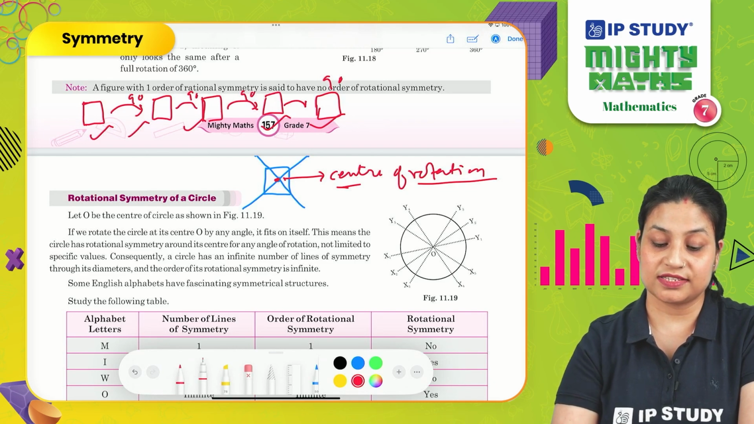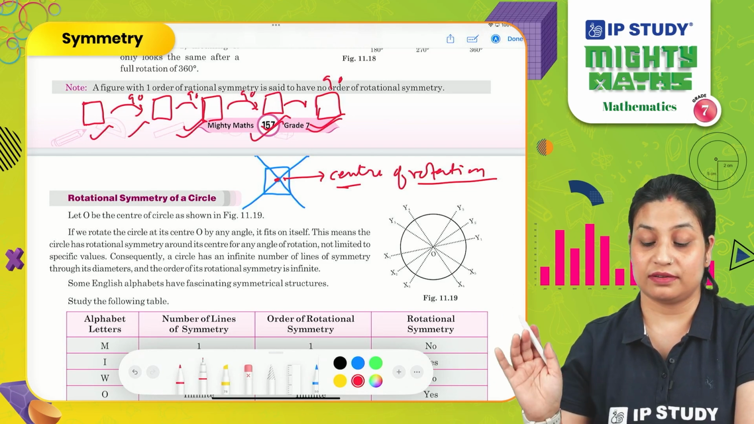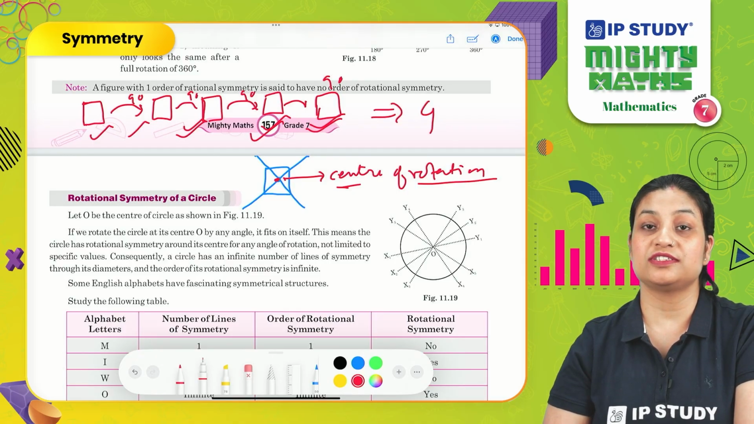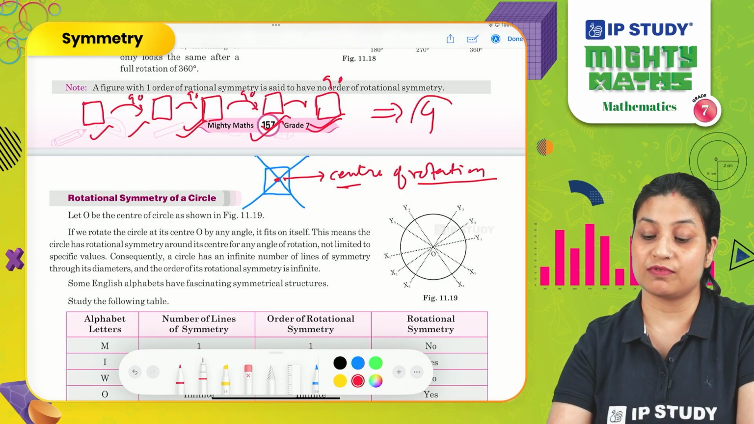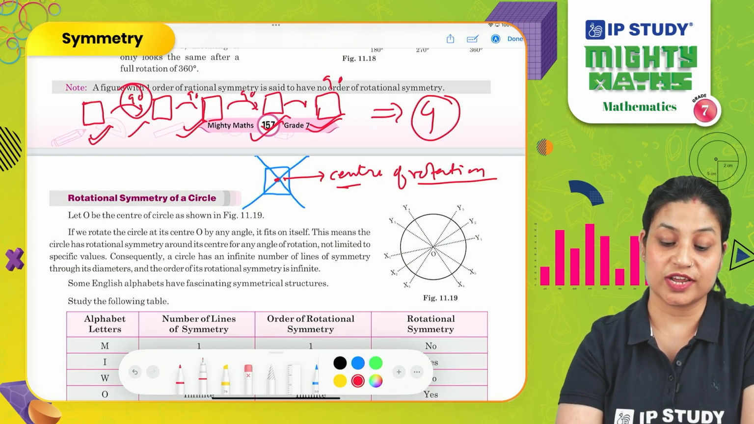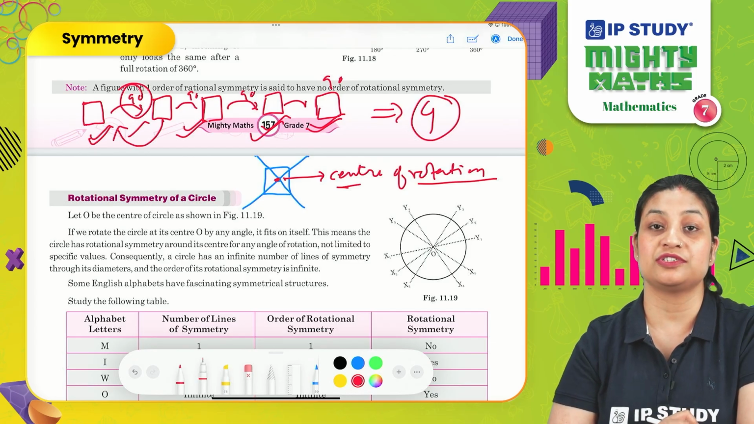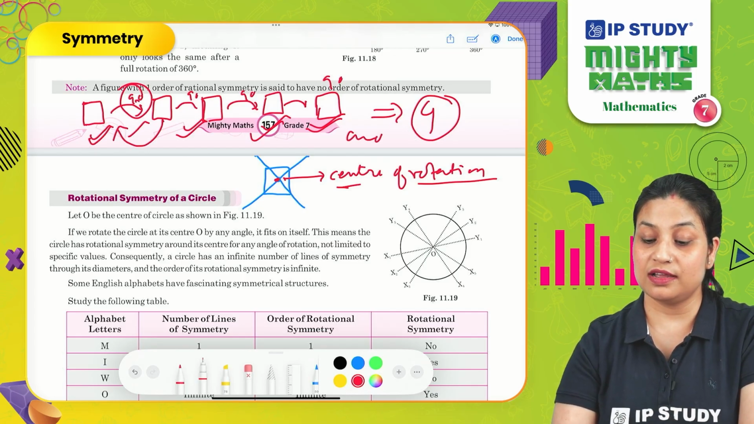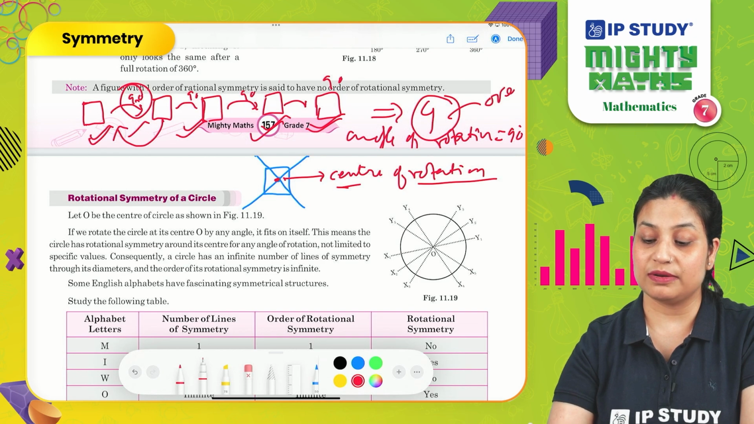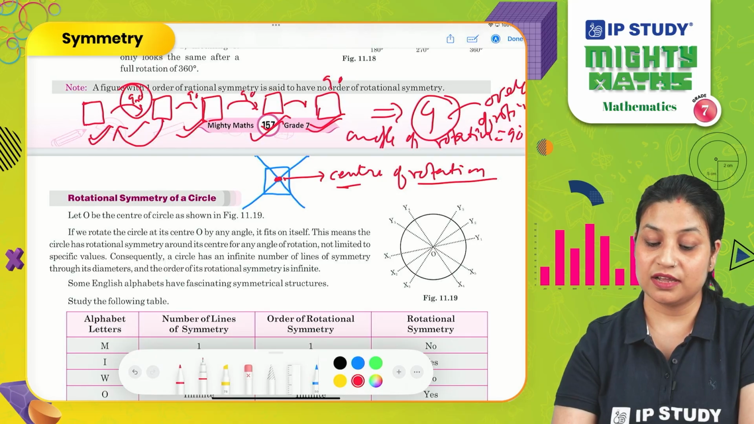And in all the cases, I can see I'm getting the same square, right? So here, how many times have I rotated this square? 4 times. So what is the order of symmetry for this square? It is 4. And what is the angle of rotation? The minimum angle at which I am rotating this square so that it looks exactly the same as its original one is 90 degrees. So the angle of rotation for this square will be 90 degrees and the order of rotation will be 4. And the center of rotation will be the point of intersection of these two diagonals.